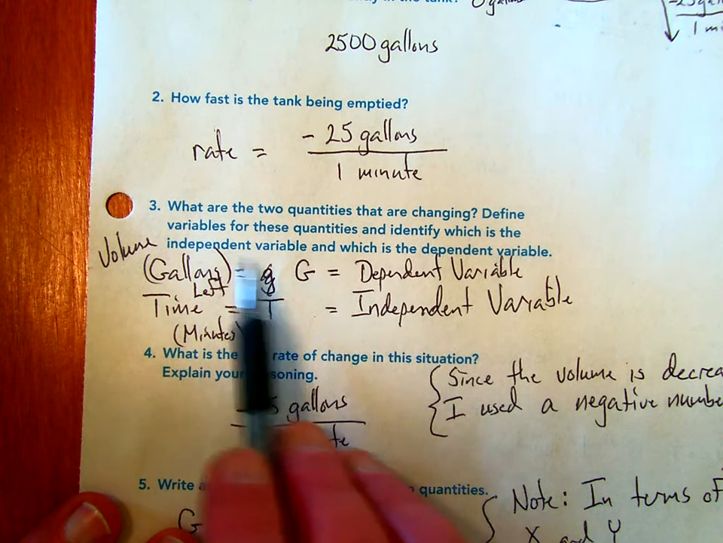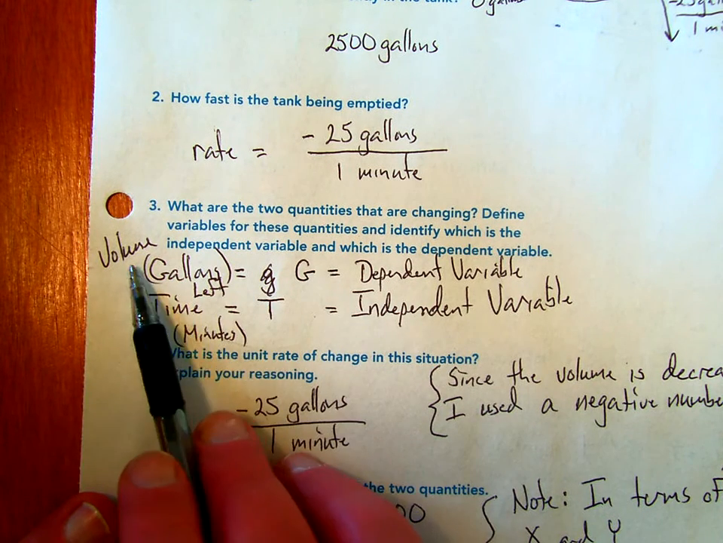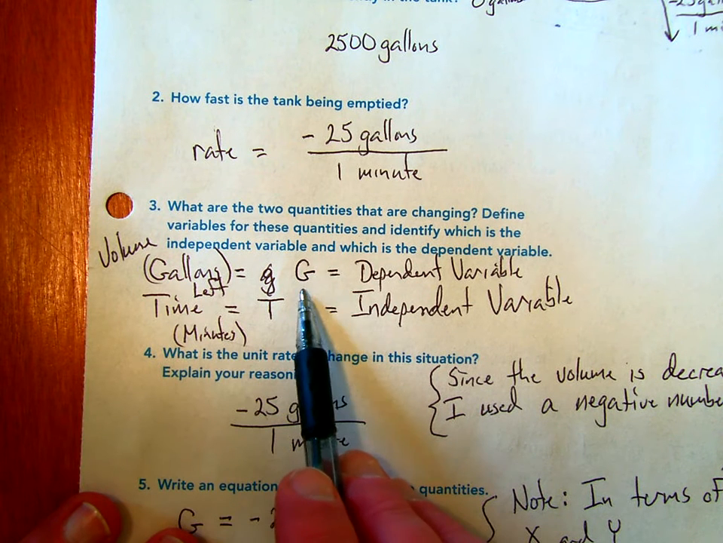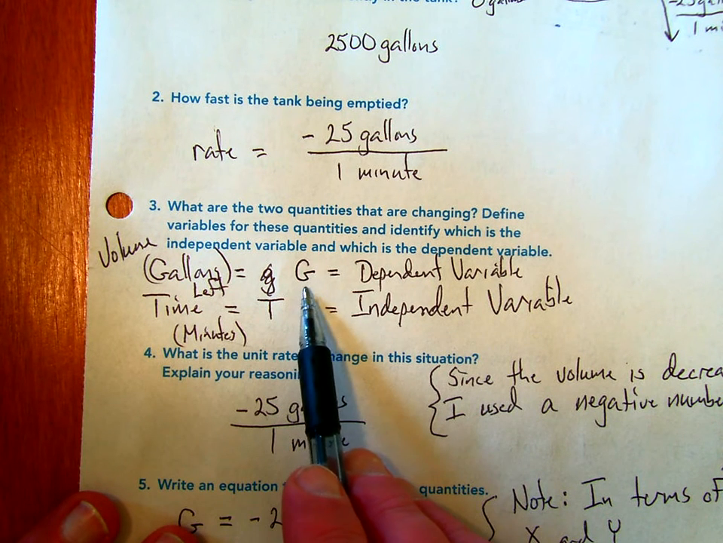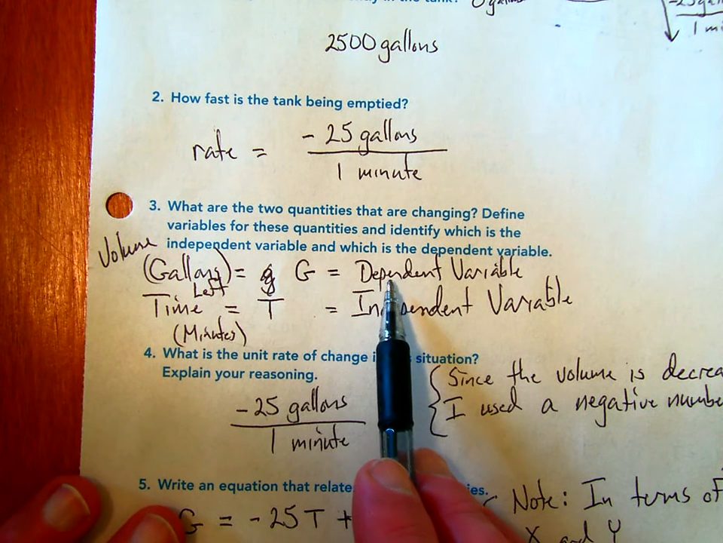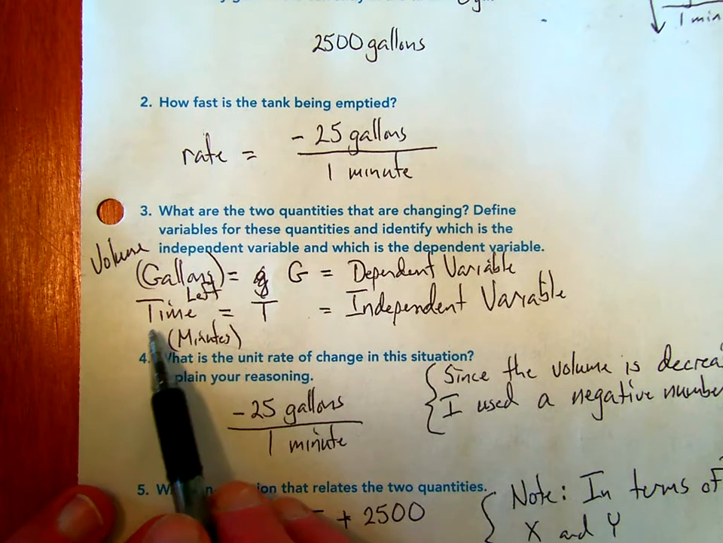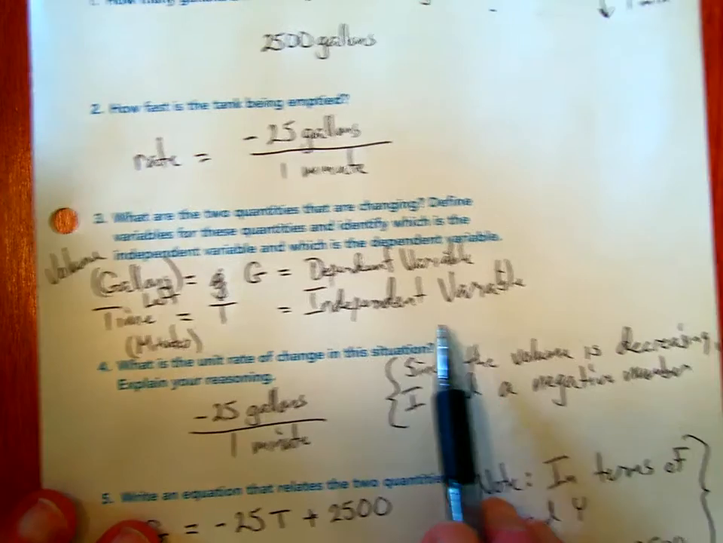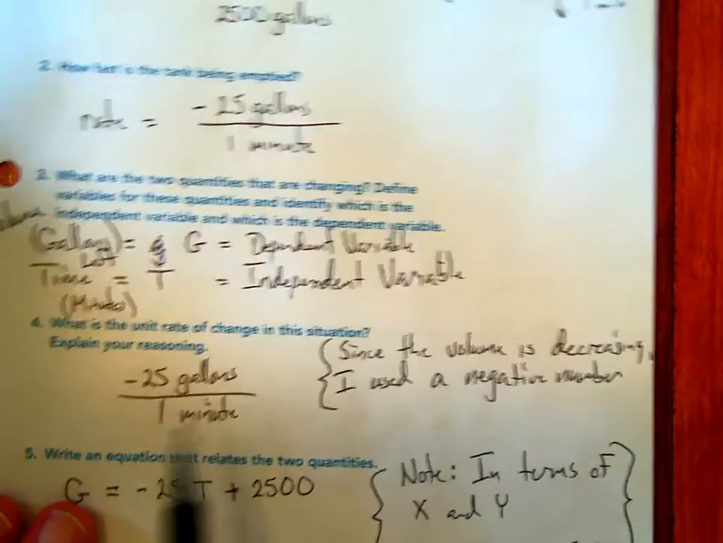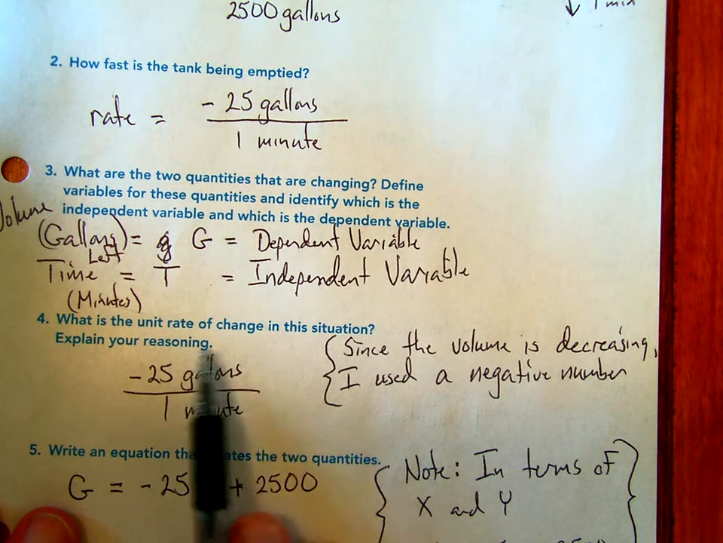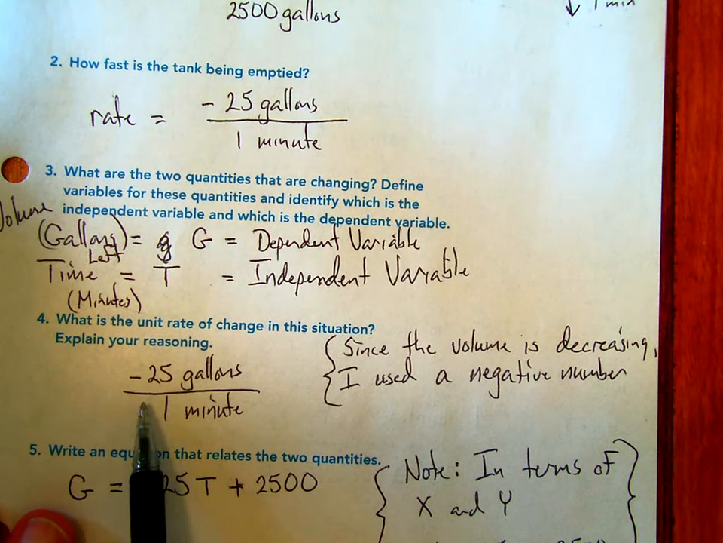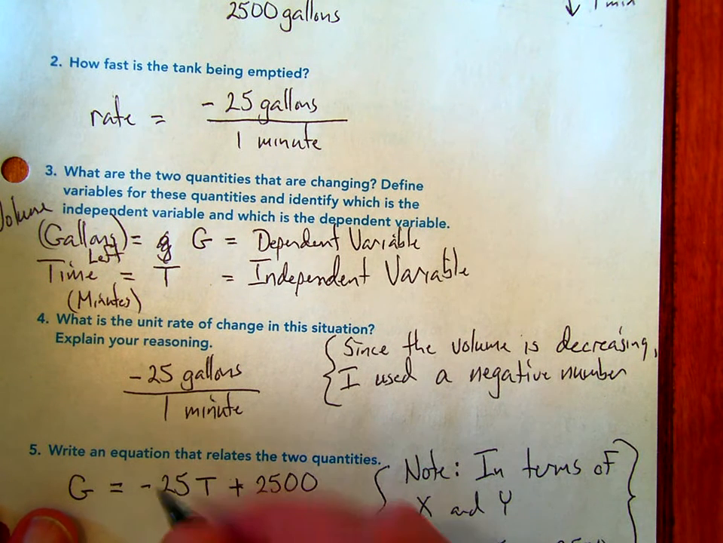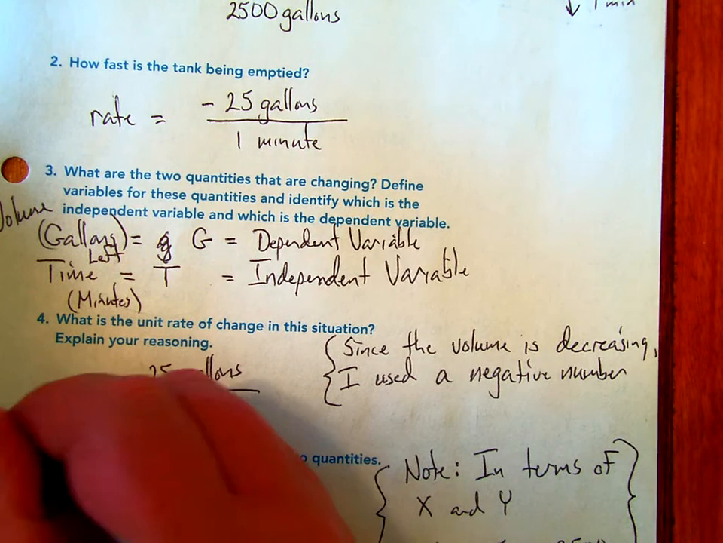Define the variables. Well, volume is gallons left. I let that be G for gallons of oil, and that variable is dependent on the time. And then time is in minutes. I just used a T as my independent variable. What is the unit rate of change in this situation? Explain. I'm losing 25 gallons every minute, and again, a unit rate has a 1 in the denominator.